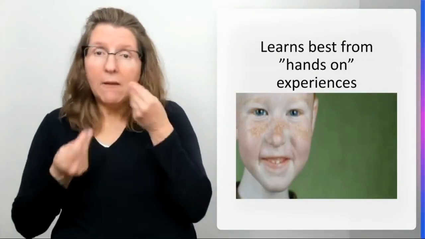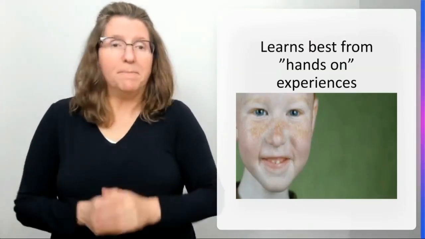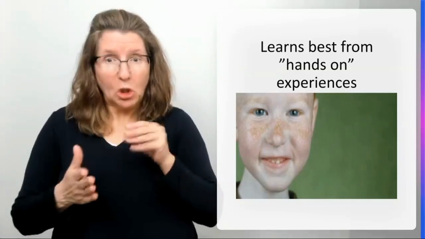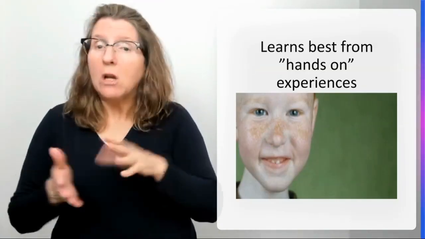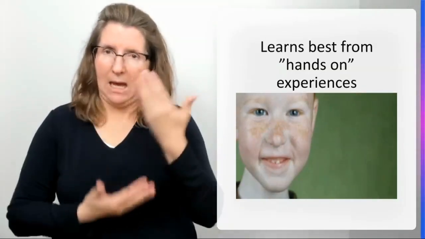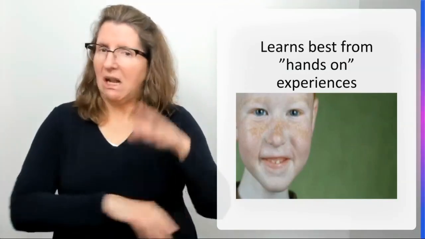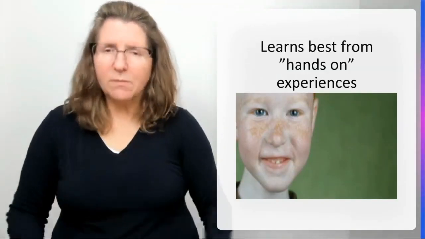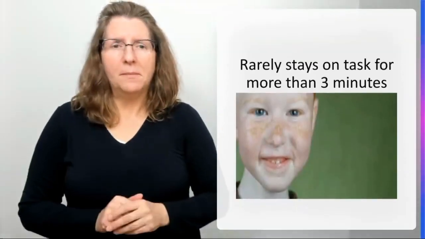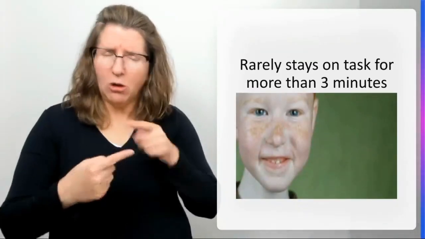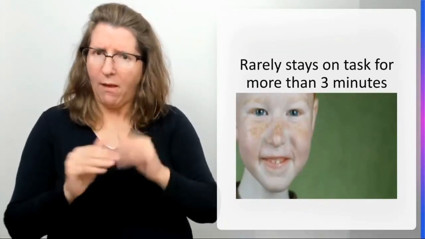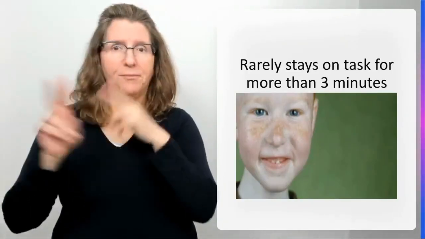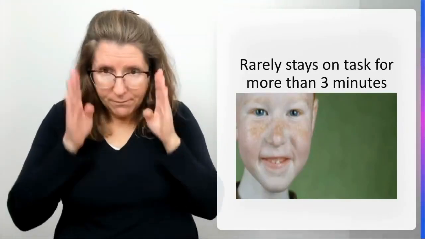We learned that for Aiden, he learns best through hands-on activities and experiences. Sitting and listening is the least effective approach. He likes to be doing things. He rarely stays on task for more than 3 minutes. For him, after 3 minutes or so, he starts to get distracted and disengages.